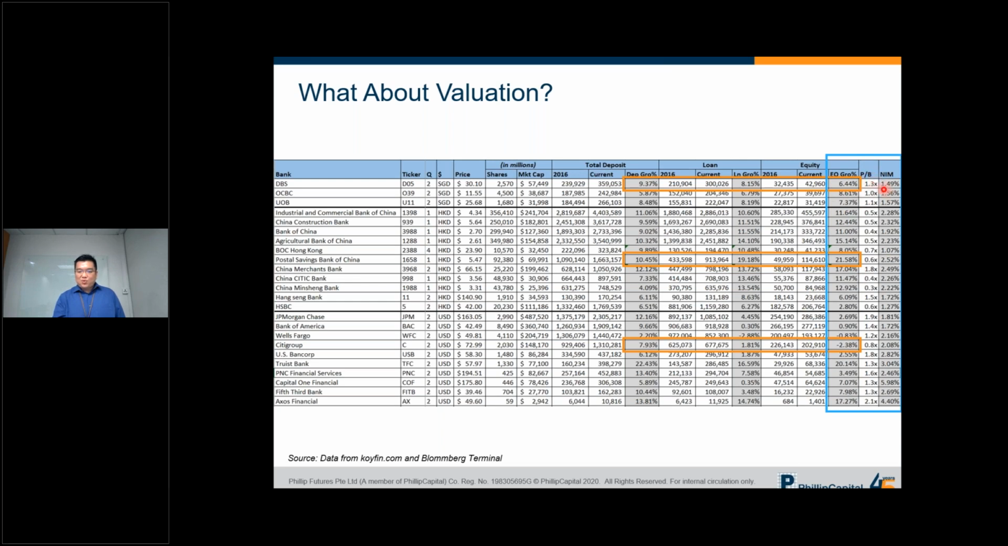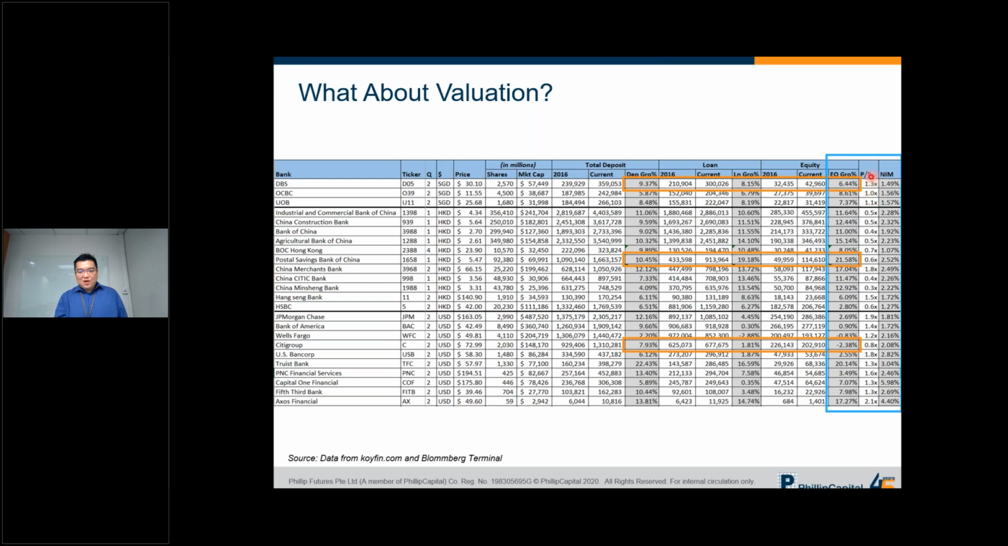So this last portion that I highlighted in blue, in the middle here, P over B, is the price to book ratio. You are using the stock price or the market cap divided by the book value per share. So the lower the number is, basically the more attractive the bank is. But you must take this into context, the historical context of the banks. In what range do we usually trade?